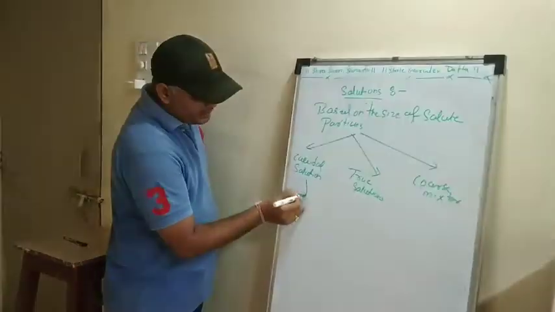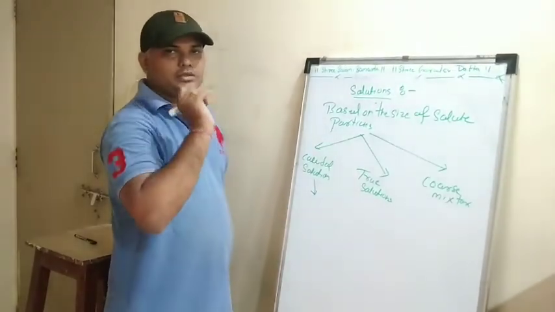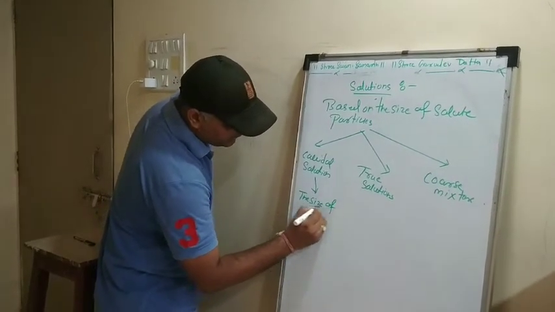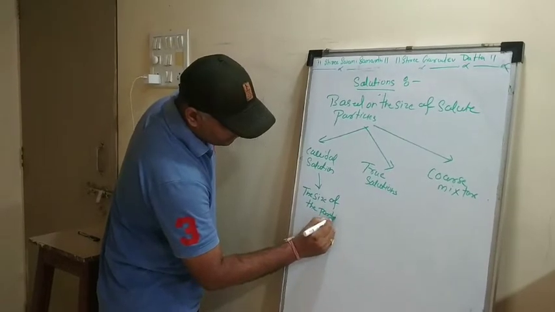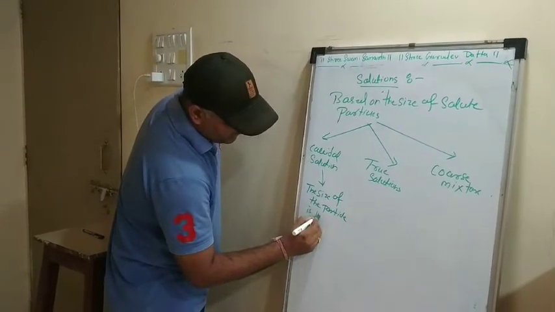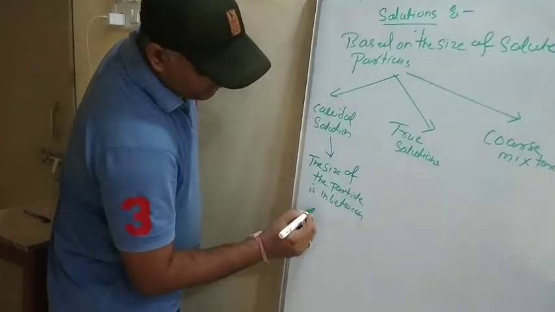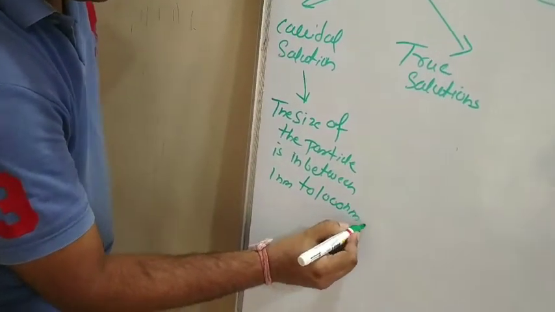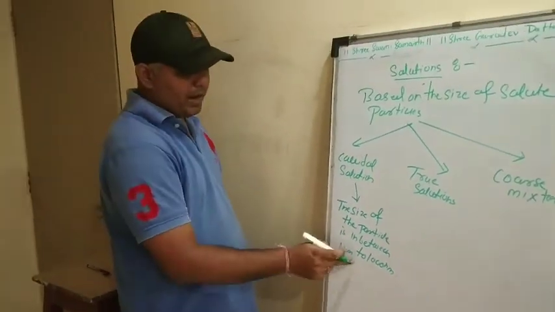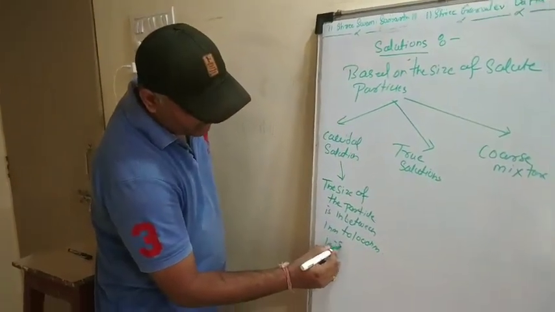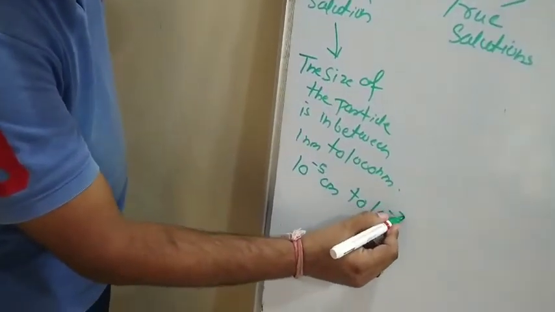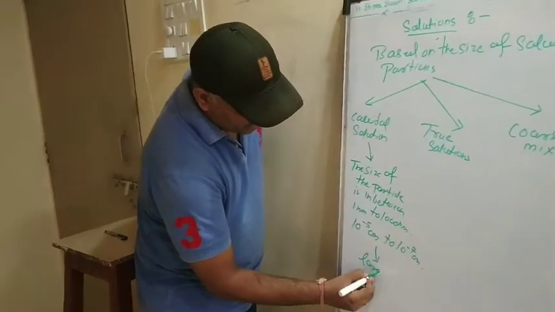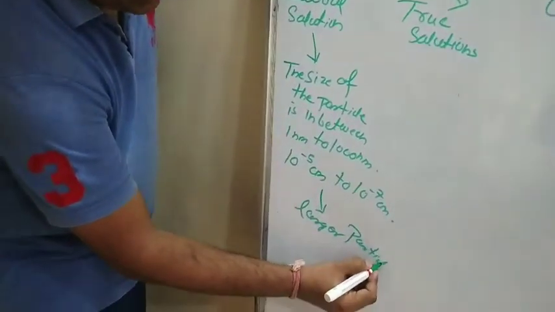Now let's look at the colloidal solution. What is a colloidal solution? In the colloidal solution, we can see the size of the particle is in between 1 nanometer to 1000 nanometer. Right, the size is in between 1 nanometer to 1000 nanometer, or we can write 10 raised to minus 7 centimeter to 10 raised to minus 5 centimeter. Right, so we can say it is a larger particle.